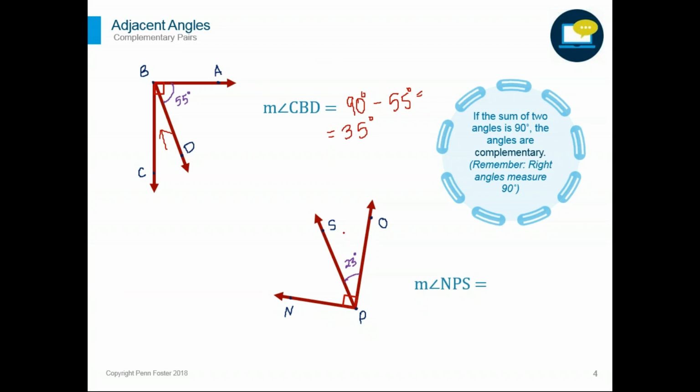That means that the sum of the measure of this angle and this angle should be 90 degrees. I am able to call these two angles complementary angles, and I'm also able to calculate the measure of angle NPS by subtracting: altogether it's 90, minus the part of it that is 23. That will give us the measure of the other angle, 67 degrees.